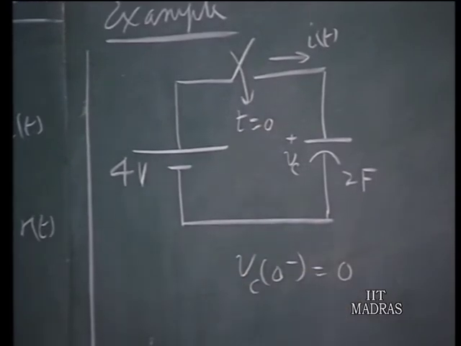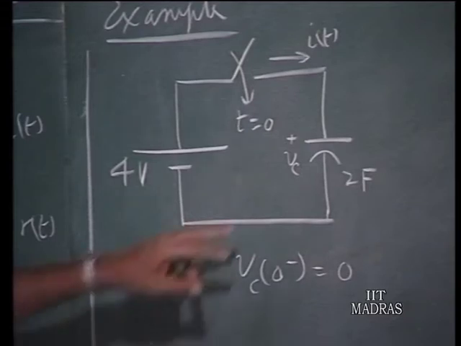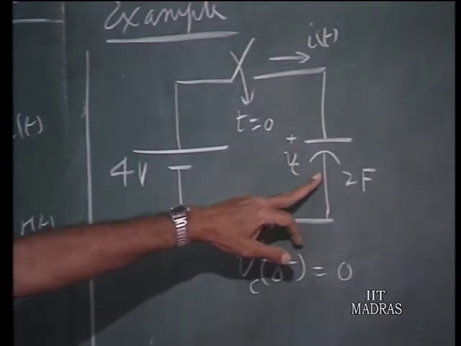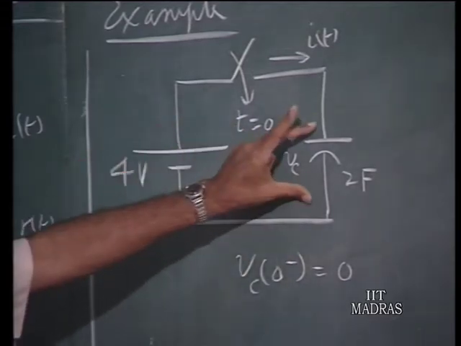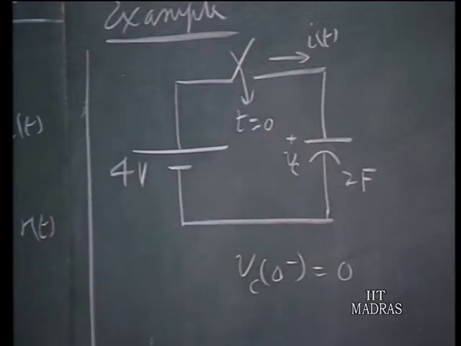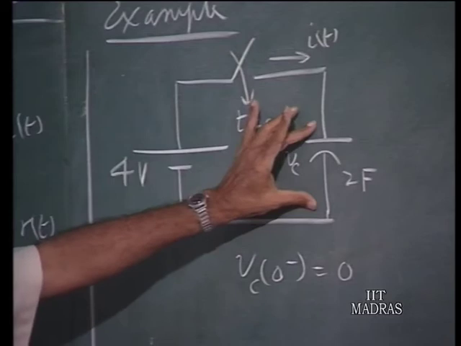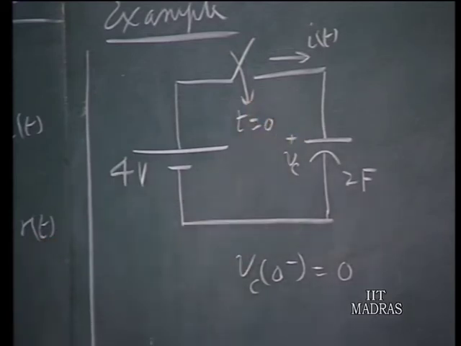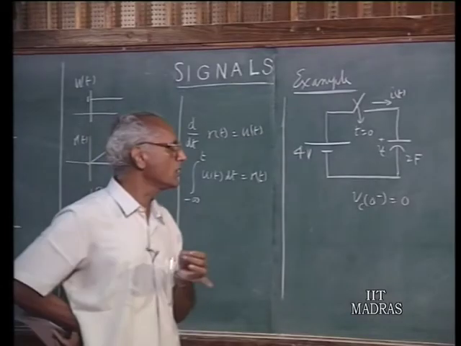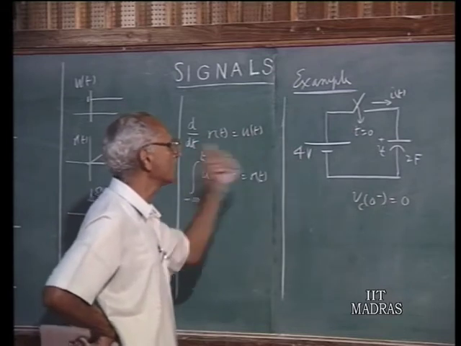The capacitor is uncharged. As soon as you close the switch, the capacitor, by Kirchhoff's voltage law, must acquire a voltage of 4 volts. No way you can avoid it. Even though capacitor voltages are continuous in the normal course of things, here, according to the rules of the game, when you close the switch, this 4 volts must appear across the capacitor. So the capacitor voltage before t equals 0 is 0, and immediately after that it must jump to 4 volts.